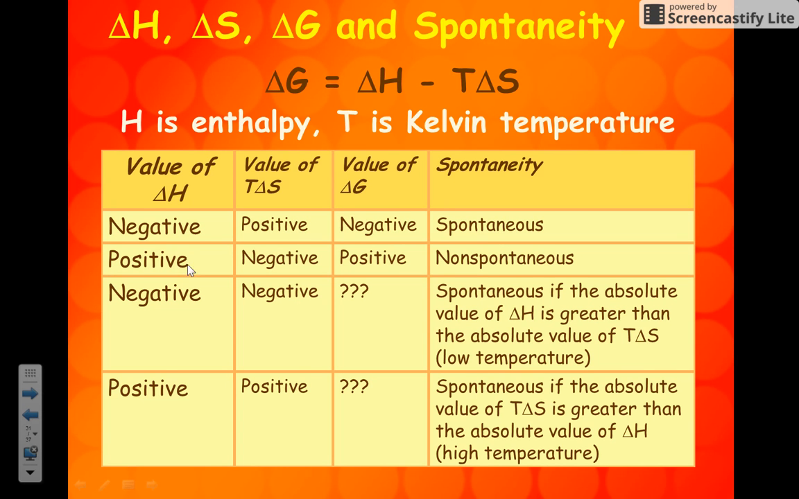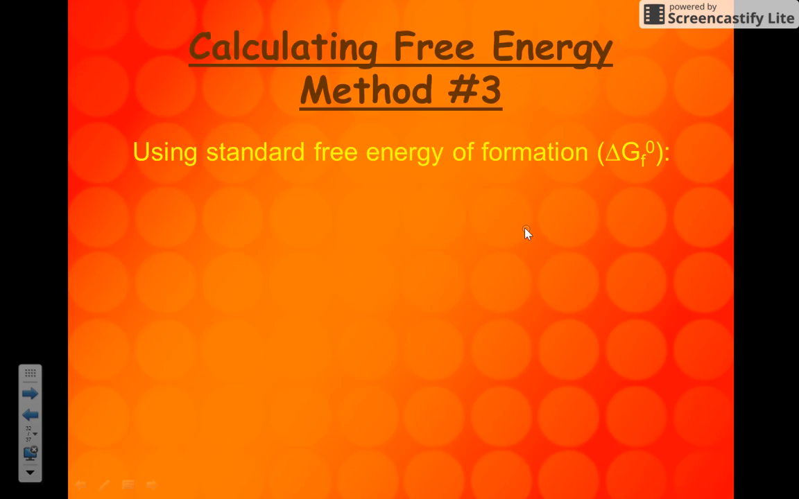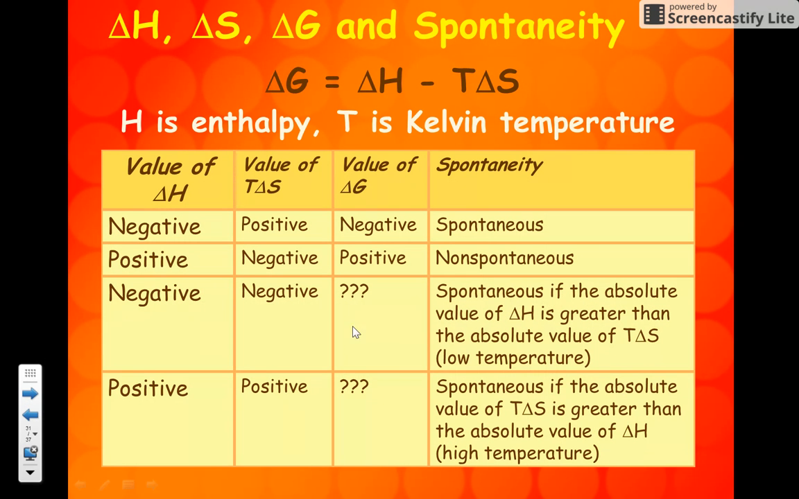If your value for delta H is positive, remember that's endothermic, and your value for the T times the delta S is negative, then that would give you a positive delta G value. That would indicate non-spontaneous reaction. So if your delta G is ever negative, that is how you tell for 100% sure that it's spontaneous. It means it's releasing energy. So if its delta G is positive, that means that it is a non-spontaneous process.